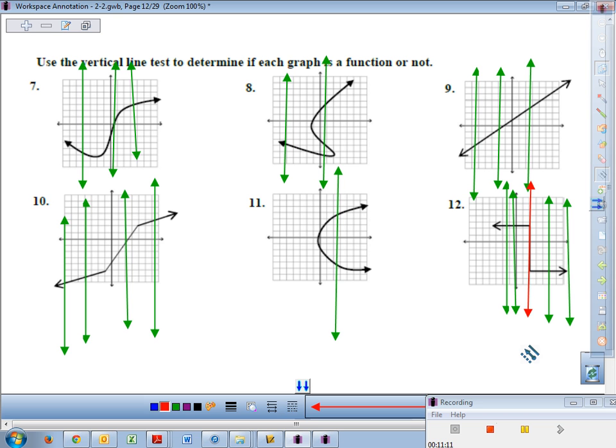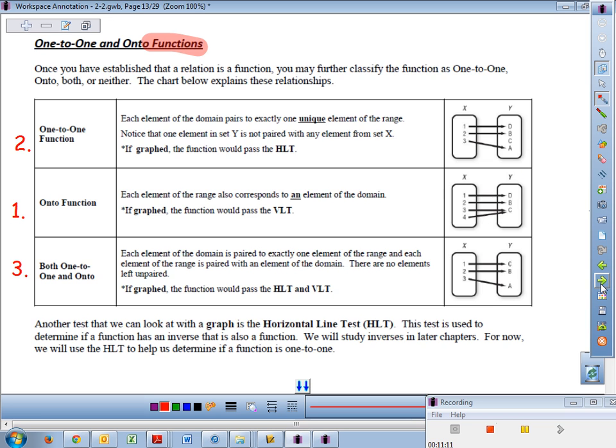What about right there? Did that pass the vertical line test? Looks like it went through it right here, and right here, and right here, and right here, and right here. There's an infinite amount of places where that doesn't work right there. Cool? So, is this a function? Yes or no? No.